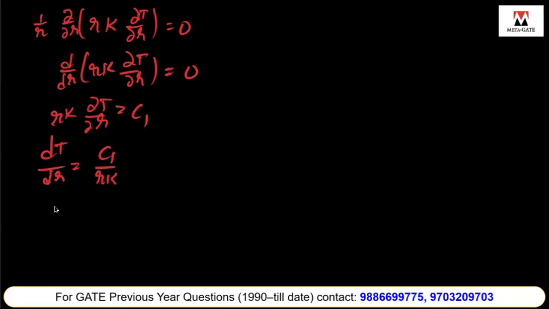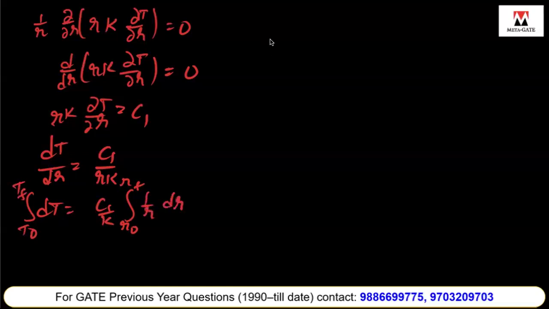So if you send this dr to this side and integrate it, dT is equal to C1 by k integral r naught to rf, and here it is T naught to Tf, or r outside, 1 by r dr. So you get C1 as delta T by k into ln rf by r naught. So you can keep it as it is.